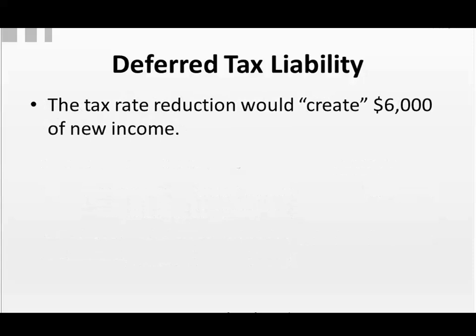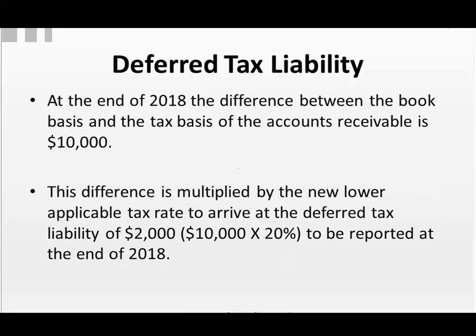So, at the end of 2018, the difference between the book basis and the tax basis of the receivable is now $10,000, right? Remember, it was 20 and 10? Now it's going to be 10 and 5. Okay? So it's now 10,000.